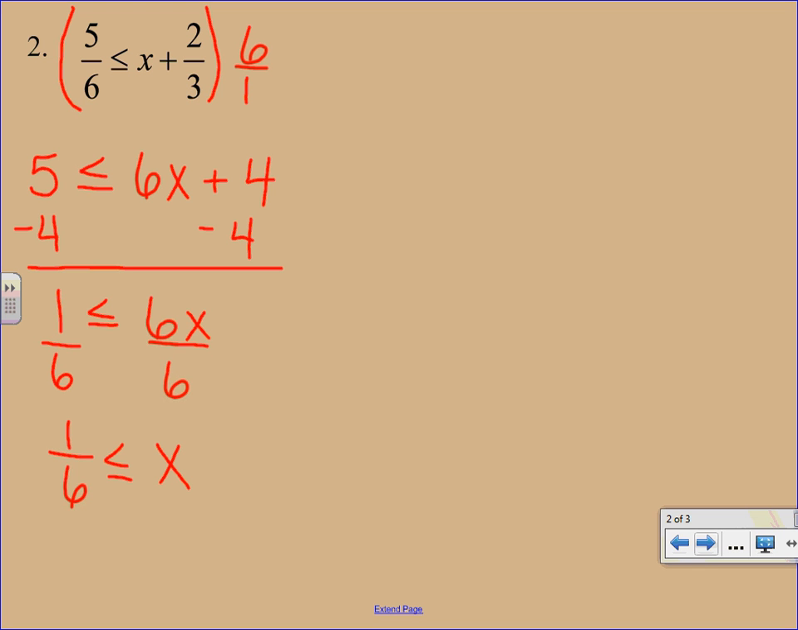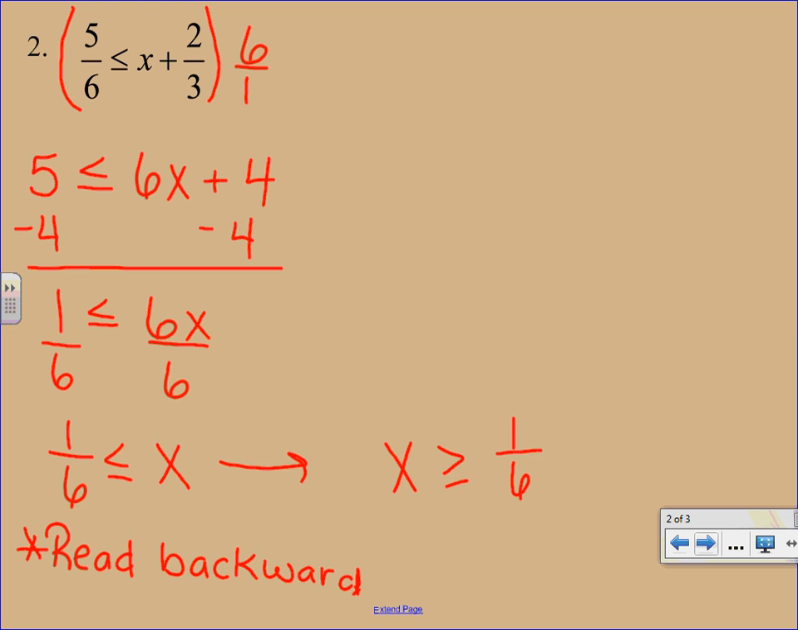But important note here, before you do your graph, remember in the last video we talked about how the variable should be first. You want to just read this backwards. So if you look at the x side, you can see how the greater than symbol is actually facing the x. So if you were to read this, it would actually say x is greater than or equal to 1/6. If you didn't do this, you would probably shade in the wrong direction. So we want to make sure that our variable is first.